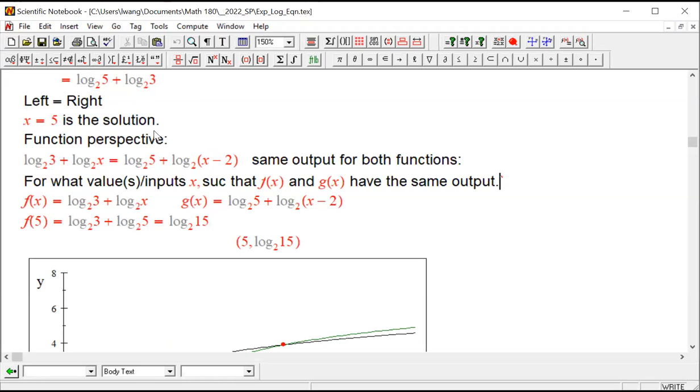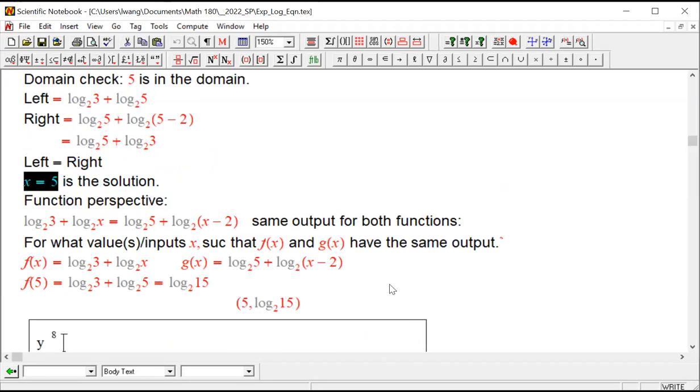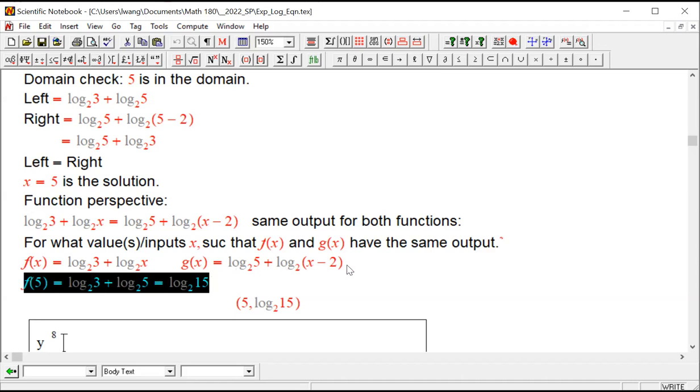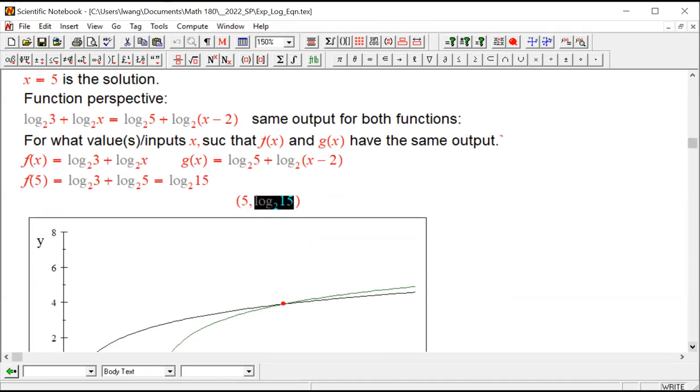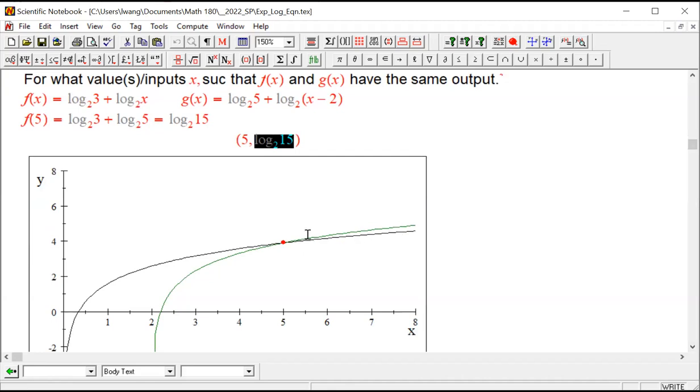What we did earlier is identify the input. Once we identify the input, we take that input into one of the functions, f or g, and you're going to get the same answer, and that will be the same output. Graphically, that's where the two curves cross each other. This is the point where one curve crosses the other.